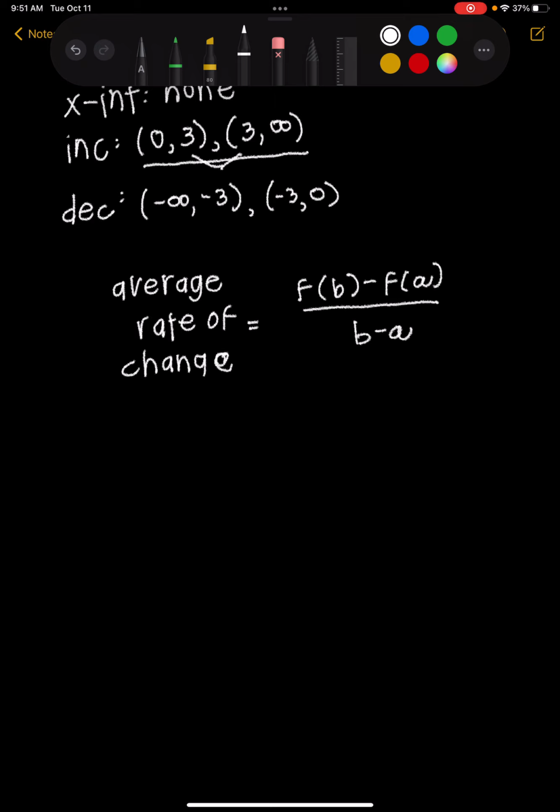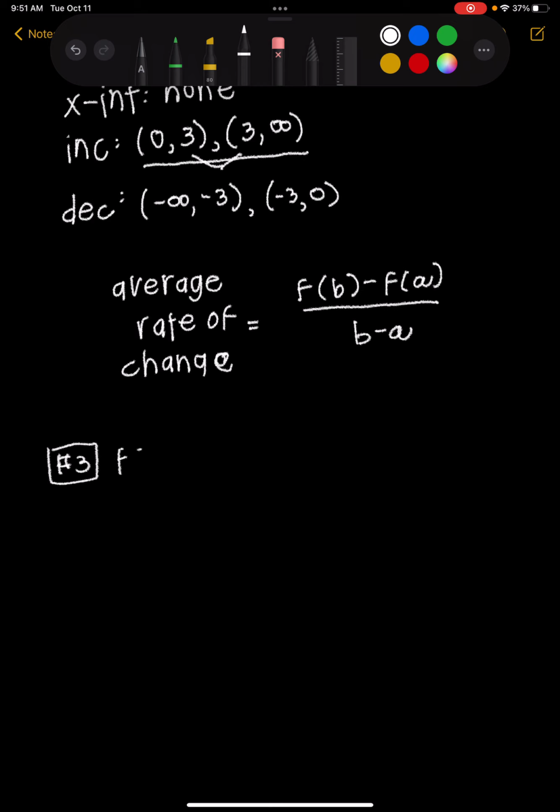Now on the top, you have F of B and F of A. What that tells me is that I have to plug in my A and B into the equation that they give me, and then whatever answer I get out is what F of B is or what F of A is. So let's just go through an example.